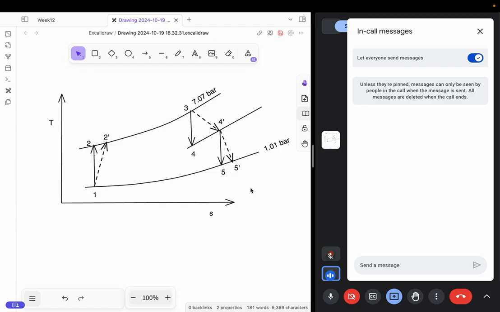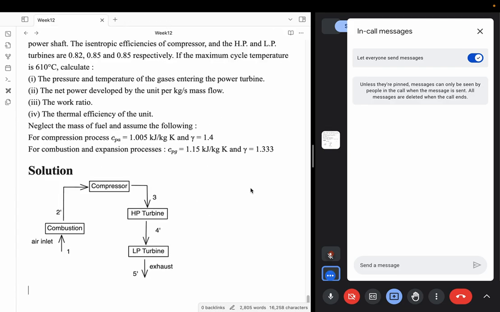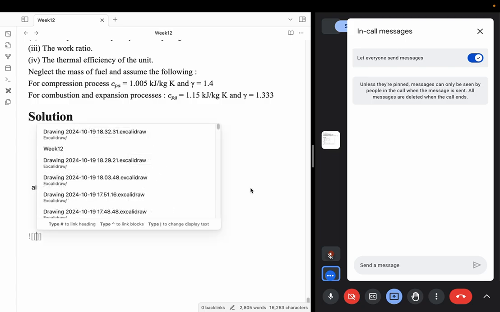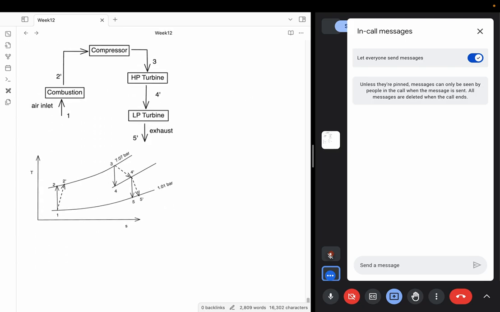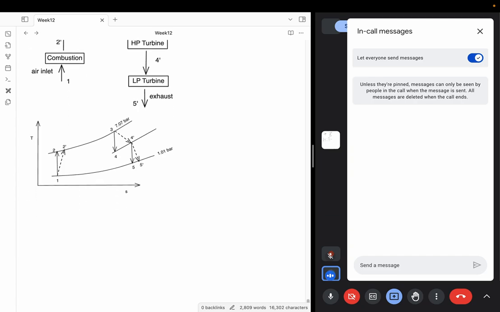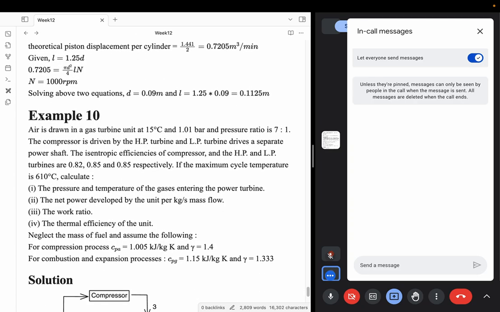Are there any questions up until now? Okay, I guess there are no questions. So if there are no questions, now let's get started. The first question asks you to find the pressure and temperature of gases entering the power turbine.